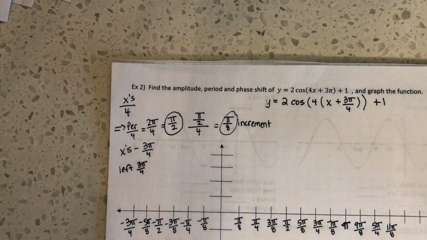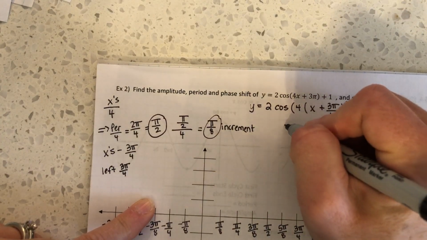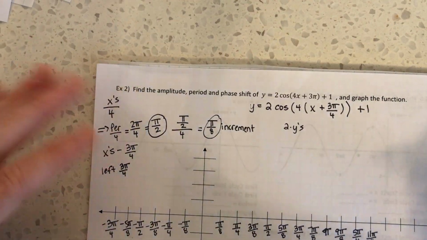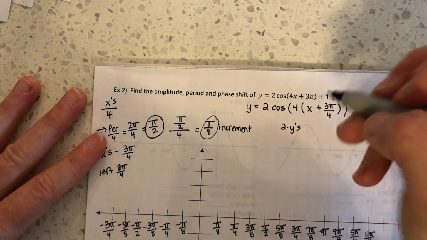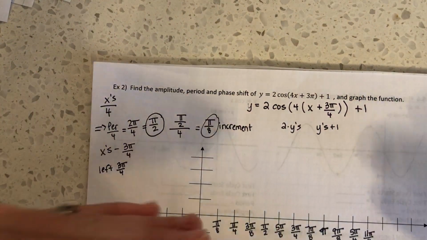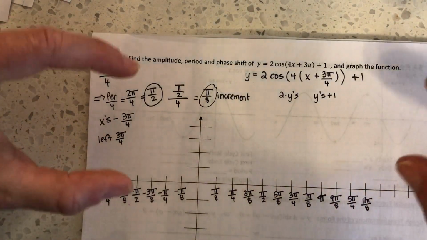Okay? All right, so that's going to happen to your x's. Now what's happening to your y's? It's going to be 2 times the y's. So it's going to vertically stretch the graph out, and then it's going to be the y's plus 1. So that's also going to bump the graph up 1 whole unit. It's going to take the whole graph as a unit and move it up 1.